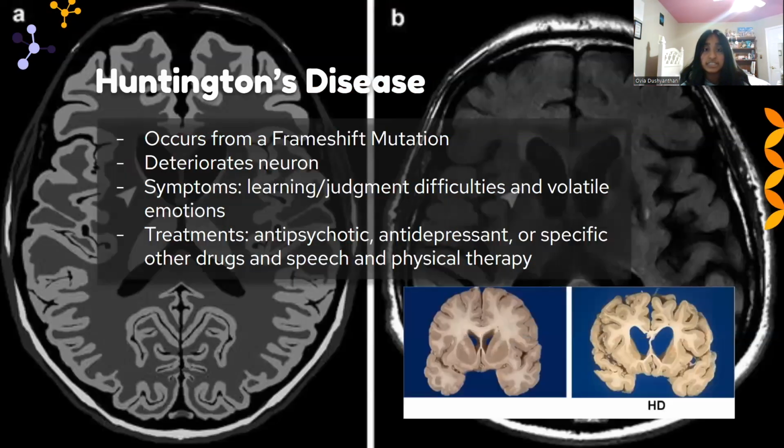Another type of disease is Huntington's disease, which happens from a frameshift mutation, and it causes the neurons in a person's body to get damaged. The symptoms of this are that the person might have difficulties with learning and judgment and also have volatile emotions. Once again, there isn't really a cure for this, but there are treatments like specific drugs or certain types of therapy.